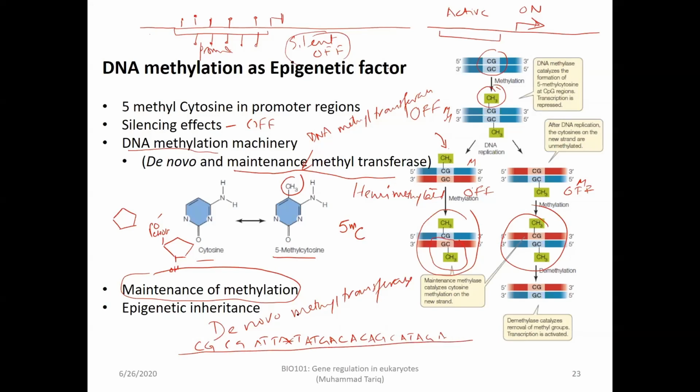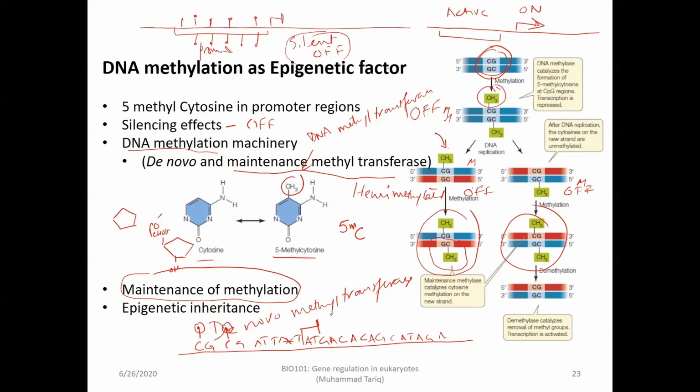Imagine this is the double-stranded DNA I drew. Nothing happened at the DNA level. The sequence is just like the wild type sequence. No change in the sequence of the DNA. It is just like the original sequence. But epi means above. Above the level of the basic DNA sequence, some modifications have happened, which have resulted in silencing. Silencing means gene function is lost for the time being, as long as DNA methylation is there. So we call this epigenetics, that you can change gene expression without causing any mutation or any change in the DNA sequence.